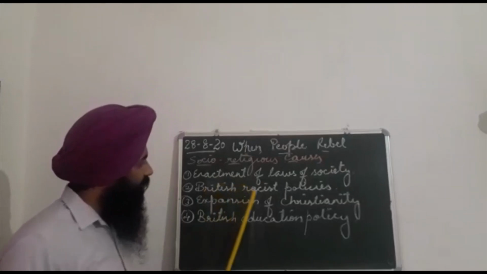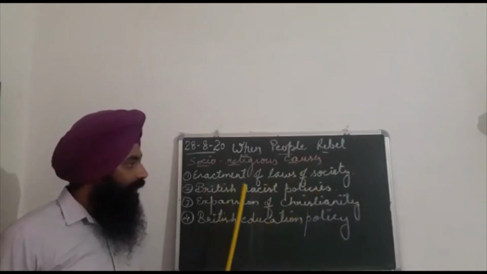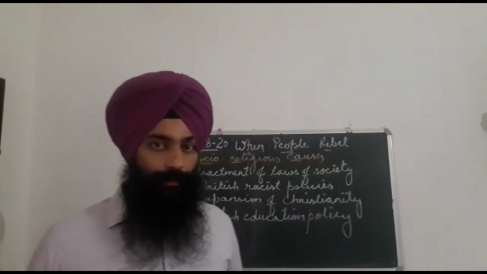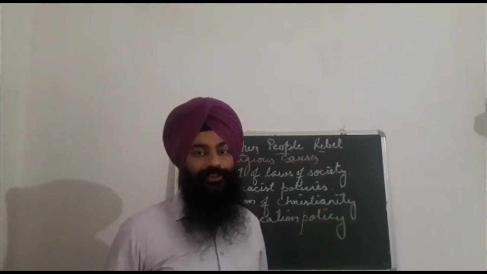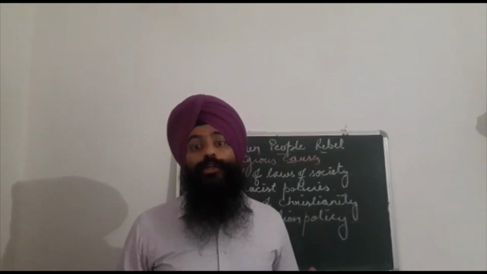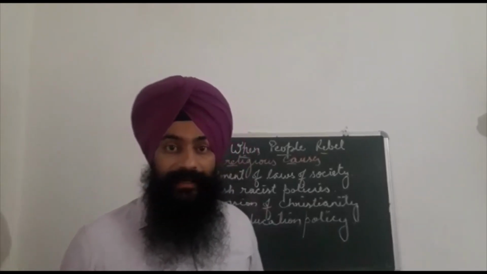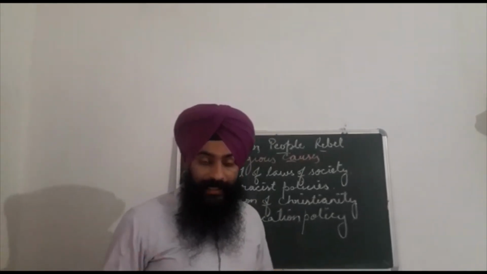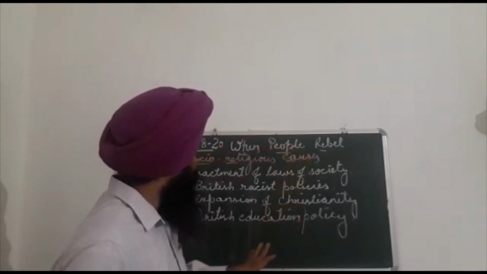Second, British racist policies. Britishers practiced racism against Indians. They did not prefer Indians for various governmental jobs and posts. They preferred only the British. They discriminated, and even marked public places with signs saying dogs and Indians are not allowed. Such discrimination increased anger among a large number of Indians, which was expressed in the form of the revolt of 1857.